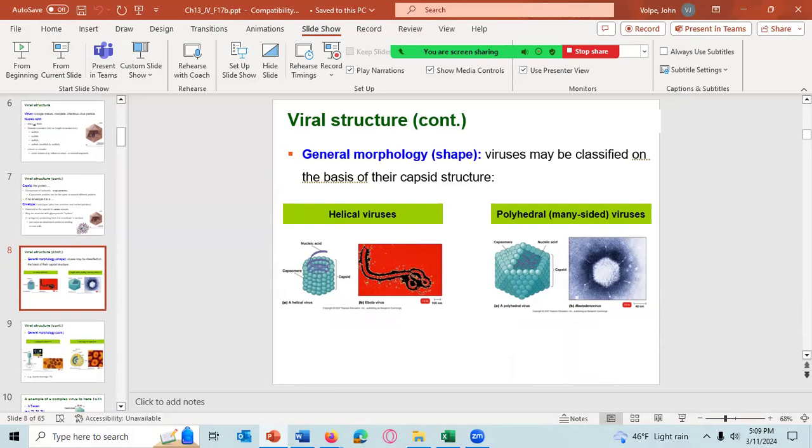When we're talking about viral structure, it's important to talk about the virus morphology. This is the shape of viruses. We can classify a virus based on their capsid structure. We have helical viruses shown here where the capsid is in the structure of a helix. We have polyhedral structures or shapes of virus where the virus is actually like a many-sided complex dice, a polyhedral. And there we have an actual electron microscopic image of a polyhedral virus.